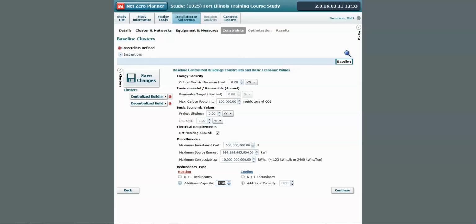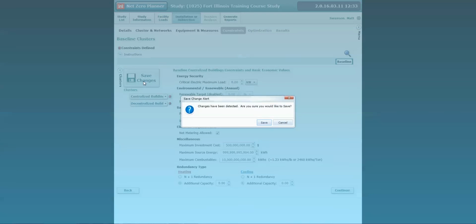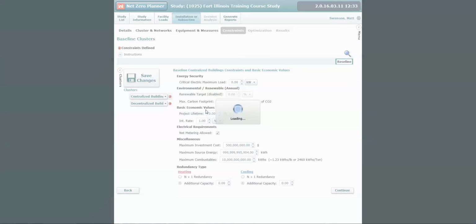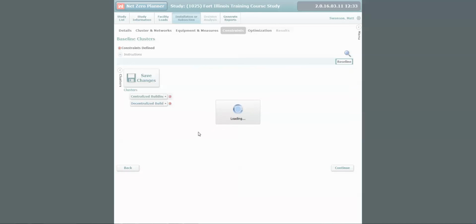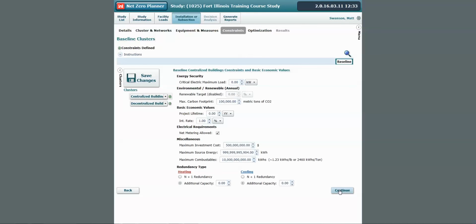And because this is the baseline, again, we don't want to put any constraints on the baseline. We want to run it as is. We can further constrain our additional alternatives going forward. So we didn't really change anything here, but we are going to save it anyway. Just save it the way it is. And it's going to turn all of those indicators green. And we'll click to continue.